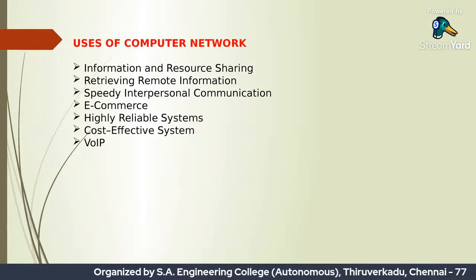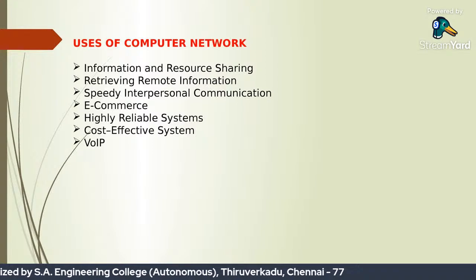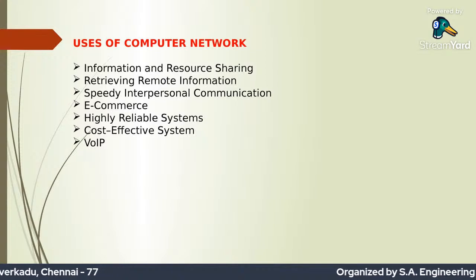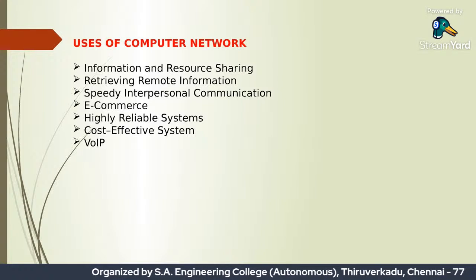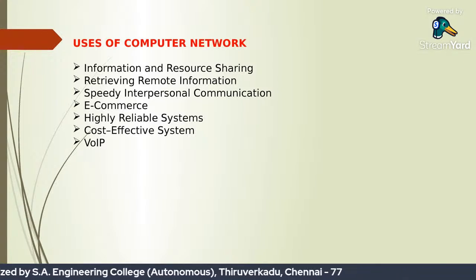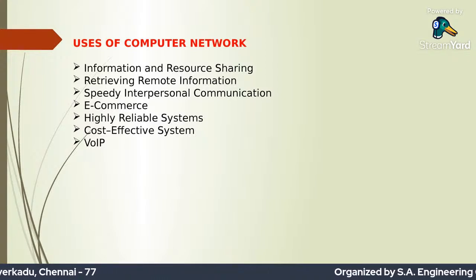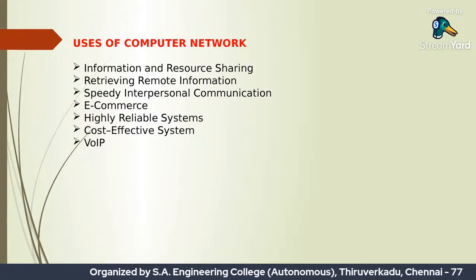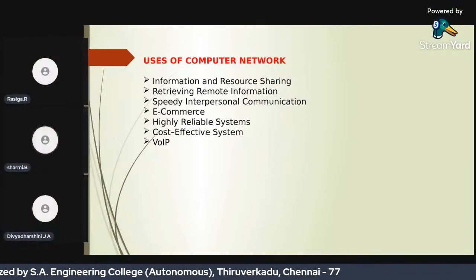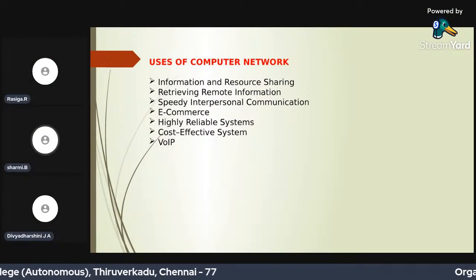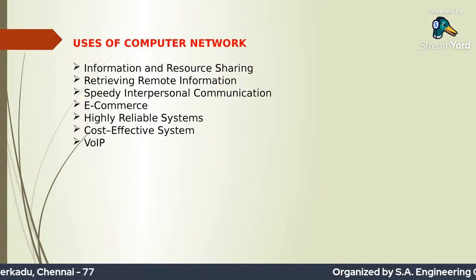Next, highly reliable systems. In highly reliable systems, we can distribute the data wherever we want, in multiple sources. If any source fails, we can get the data from another source. This is a highly reliable system. And efficient system. Computer networks nowadays reduce the cost of establishing computer systems. Next, VoIP. VoIP stands for Voice over Internet Protocol. Through this, we can receive telephone calls over the internet. Example, WhatsApp call.